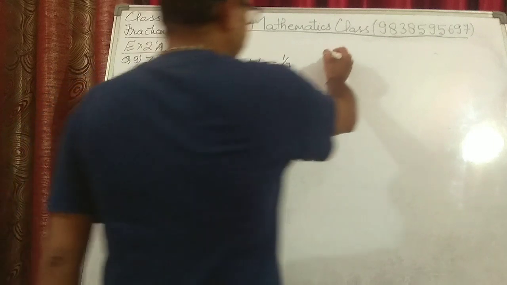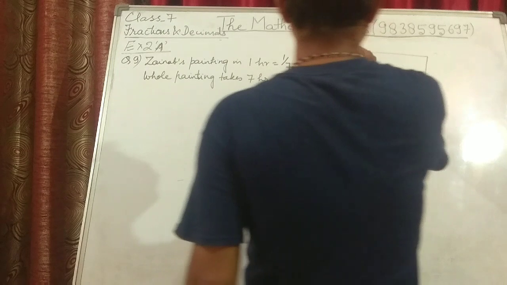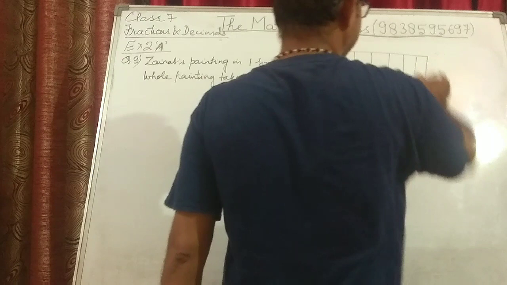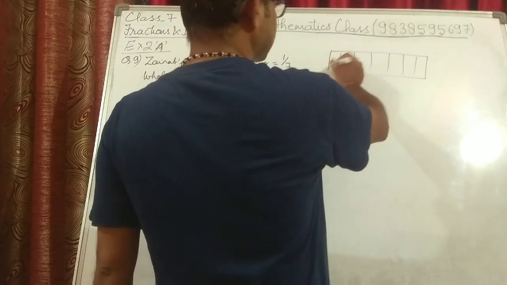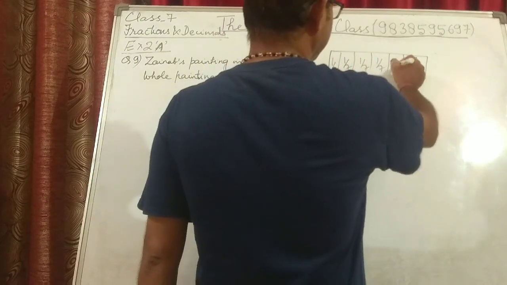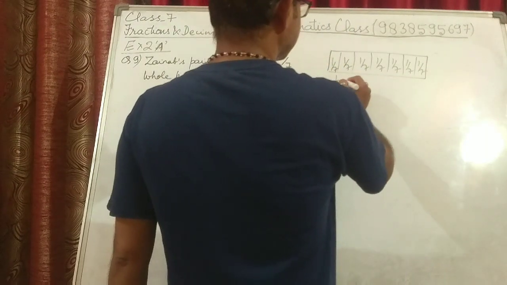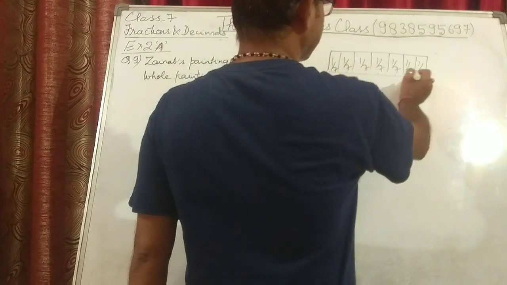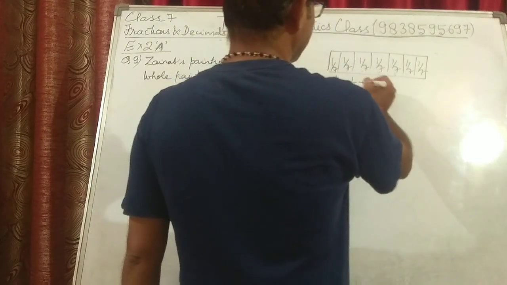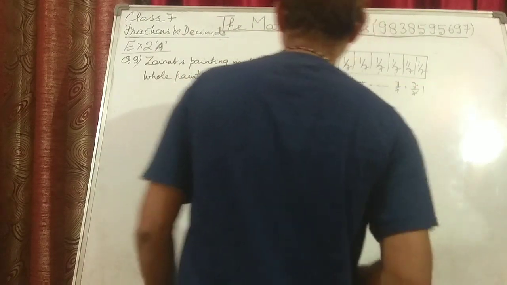Why? Because we have broken the whole part into 7 equal parts. 1, 2, 3, 4, 5, 6. Now in 1 hour 1/7, again in the next 1 hour 1/7, and so on. When you add 1/7, 1, 2, 3, 4, 5, 6, 7, it means 1/7 you will add 7 times. So the total will be 7/7 and it will be 1.